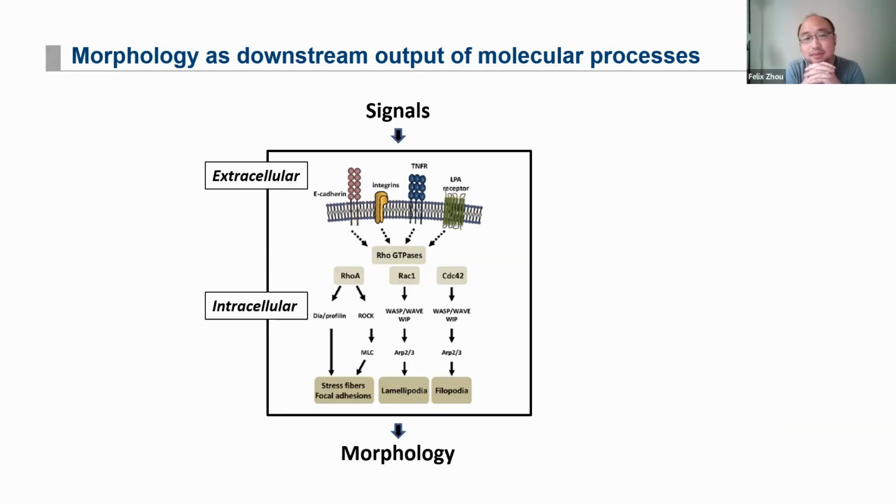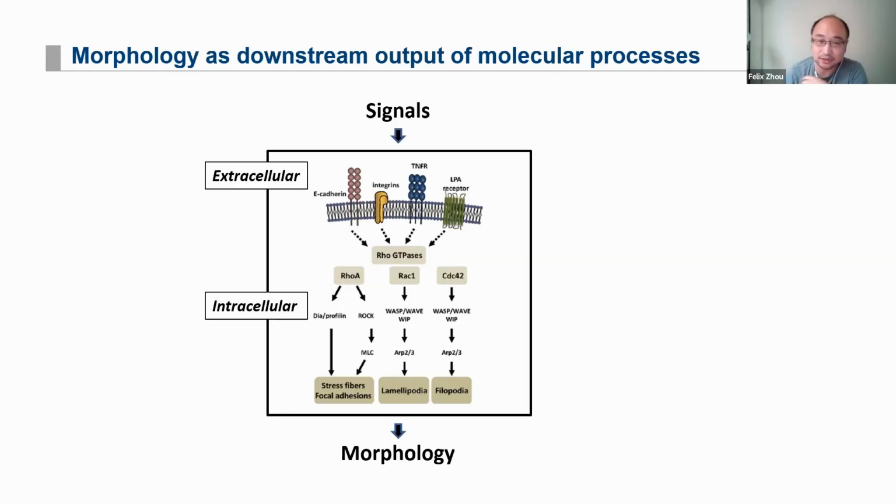And so the real question is, we know that morphology is a downstream output of signals. So you have signals coming in extracellularly, and through the receptors, they activate these Rho GTPases and all these very well characterized effectors of the actin cytoskeleton: RhoA, Rac1, Cdc42, to make different types of protrusions that you may be very familiar with, like lamellipodia, filopodia, stress fibers, etc.